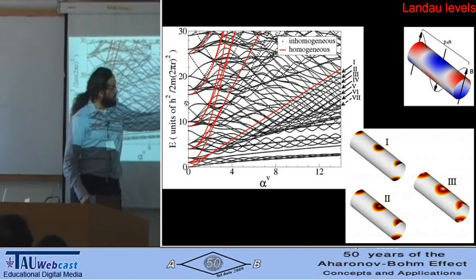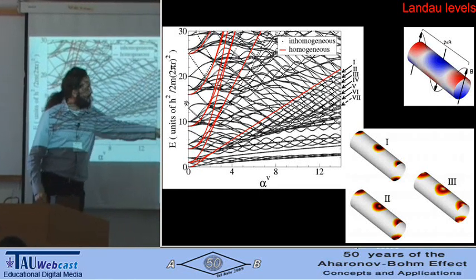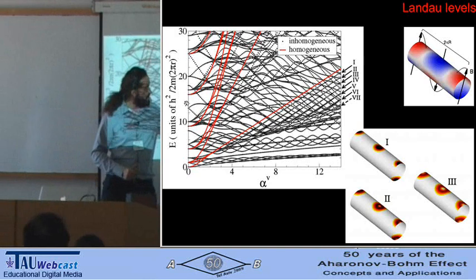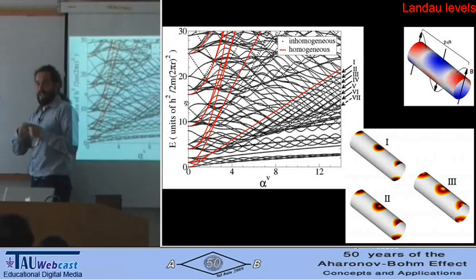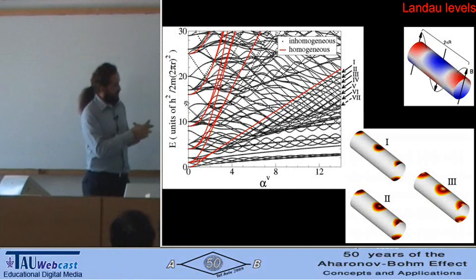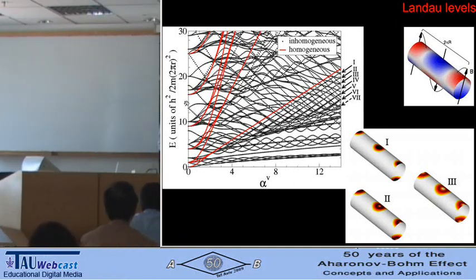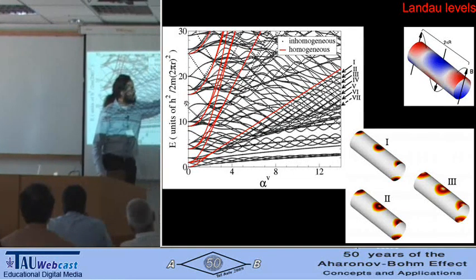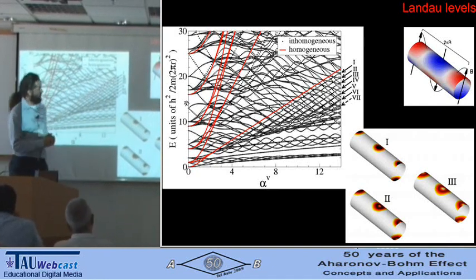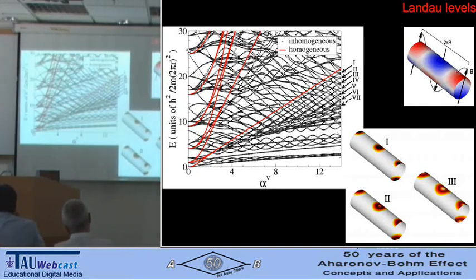And we can show that these energy levels correspond to wave functions located not where the field is 0, but where the field has its maximum. So these Landau levels correspond to states where the wave function locates in dots in this region where the field has its maximum.